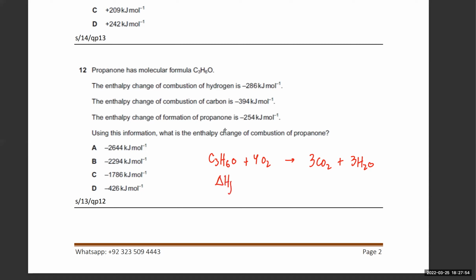So this formation is given, but this formation is not given. That's not given in the data. How do you solve this? They're like the opposite, right? If it's combustion then formation is the opposite. Not the opposite, it's the same thing. Combustion of H2 is the same as formation of H2O.